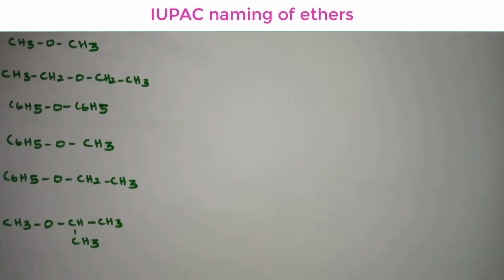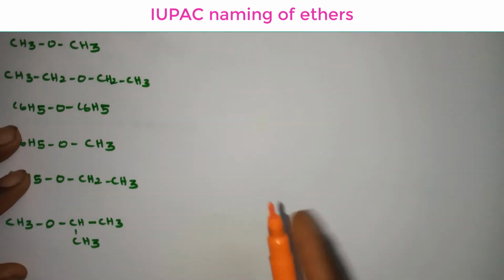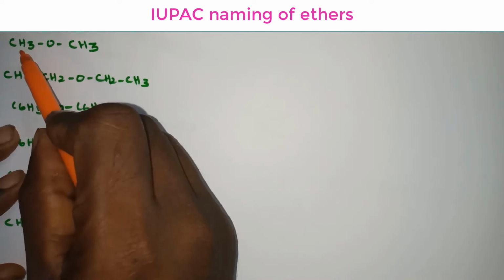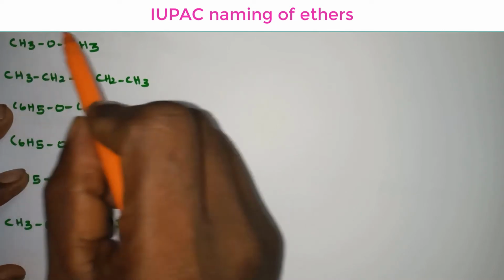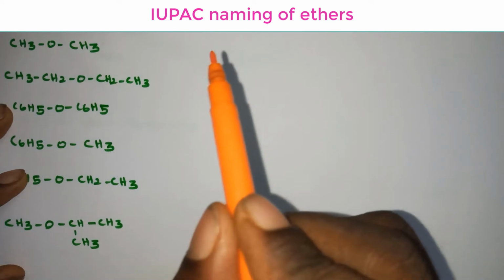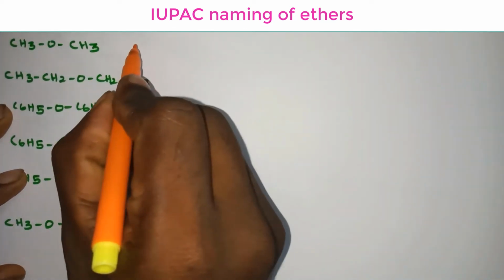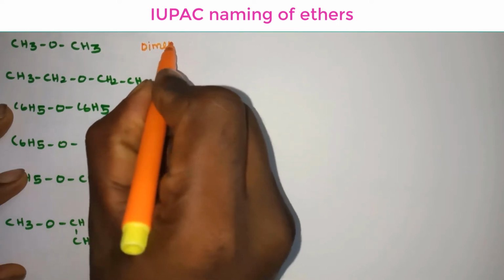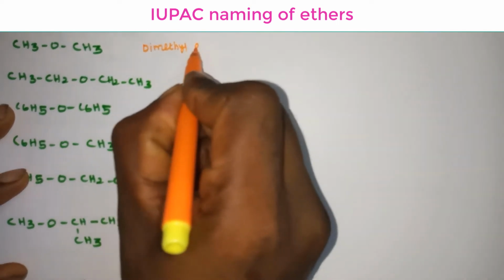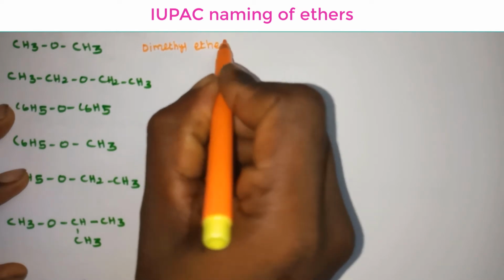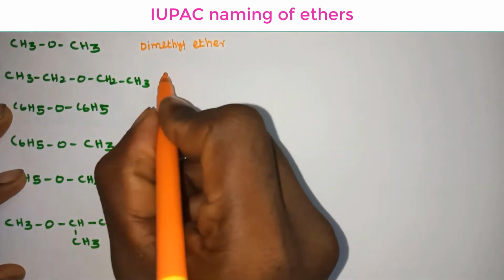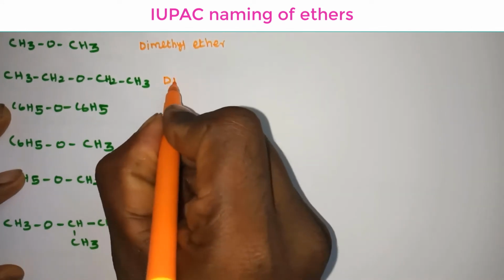Next is the naming of ethers. First, the common name. CH3 is a methyl group. This is one methyl group, and this is one methyl group. The common name of an ether ends with ether. Two methyl groups are present, so the common name of this compound is dimethyl ether. Second, CH2CH3 is an ethyl group. Two ethyl groups are present, so the common name is diethyl ether.